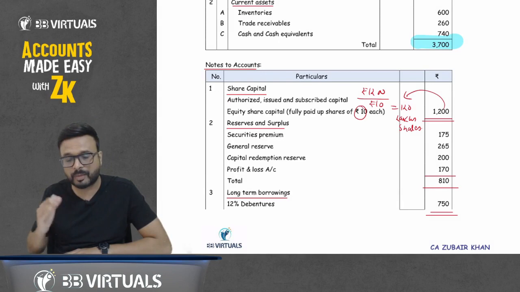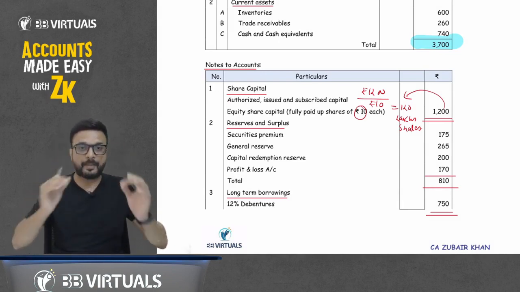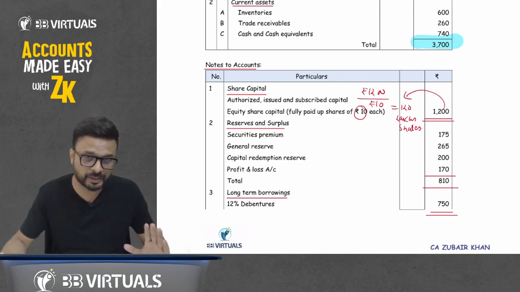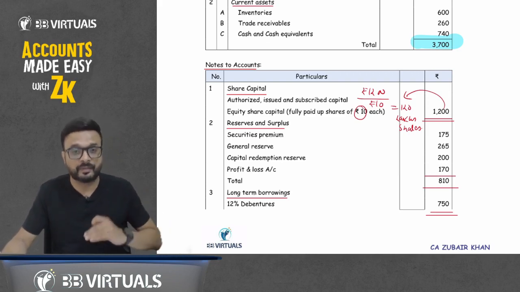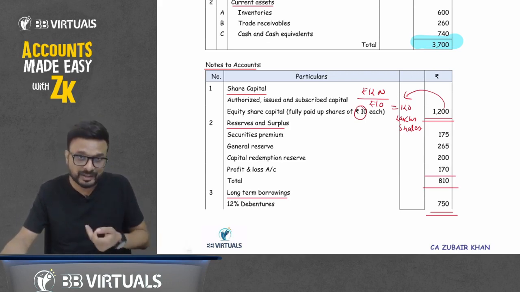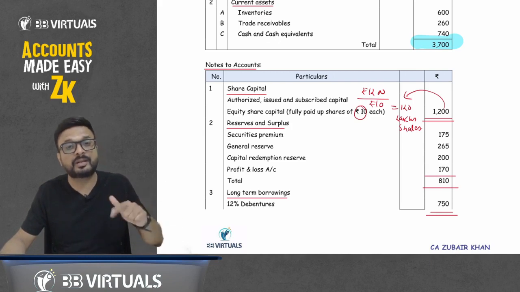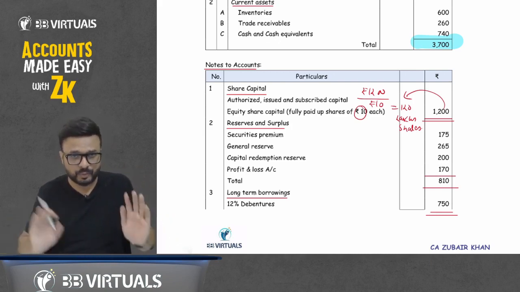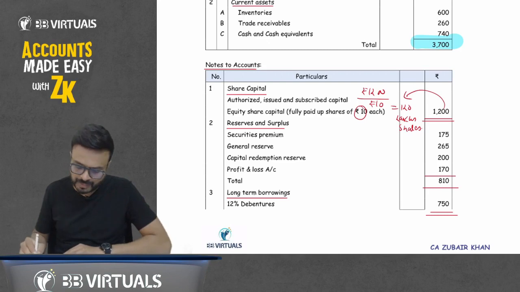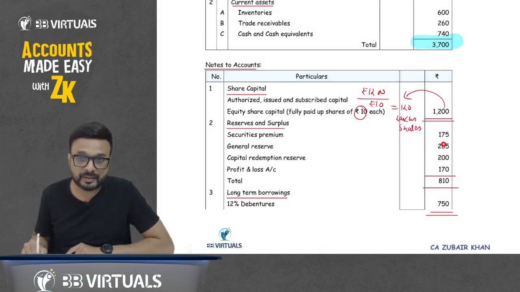Again, I am saying that when you do buyback out of profit, we transfer to CRR account the face value of the buyback of shares. You can utilize securities premium account, but I have observed that ICAI utilizes securities premium account in their solution generally when they have no other option. It means that when they don't have enough balance in general reserve and profit and loss account, then only they utilize securities premium account. So we will do the same here. We have enough balance in general reserve, that is 265. In total we require 300 and the remaining 35 we will utilize from profit and loss account.